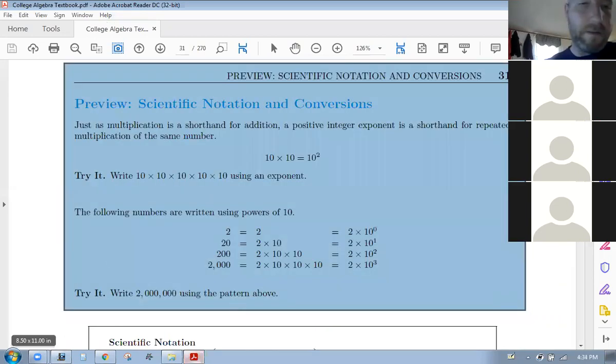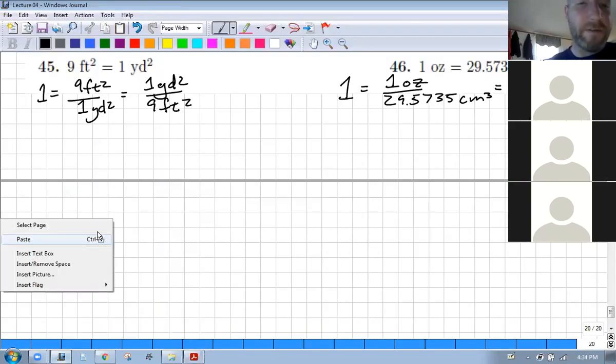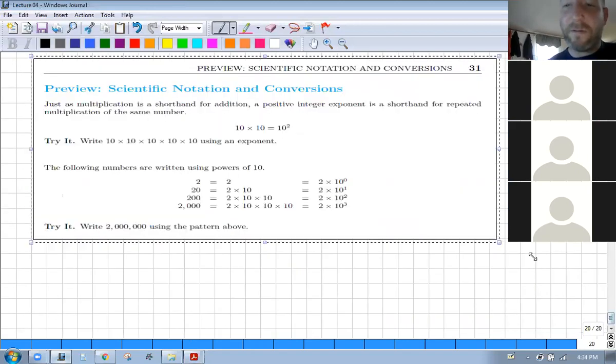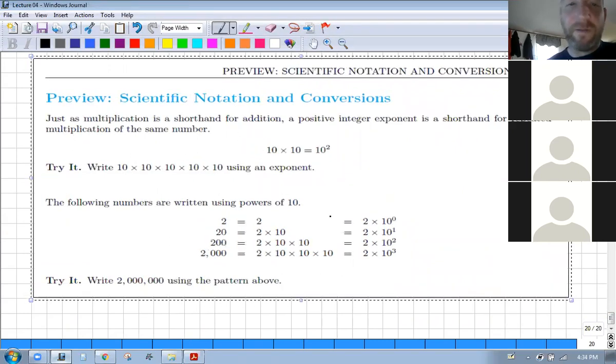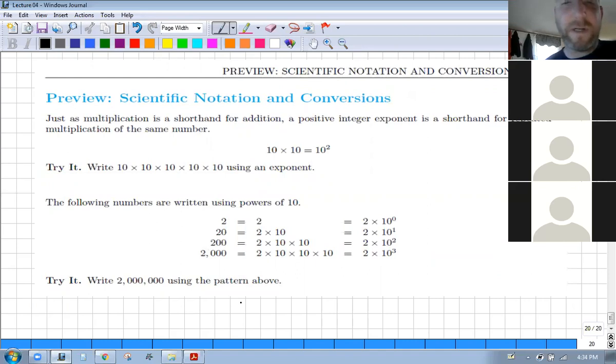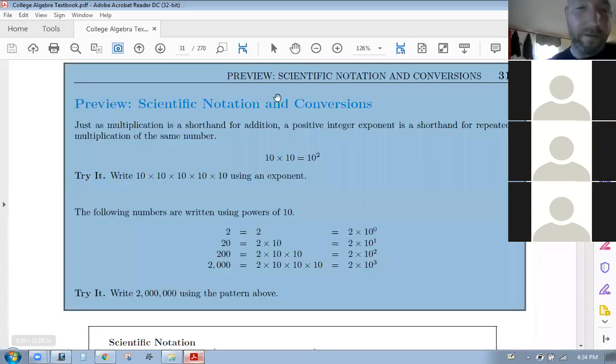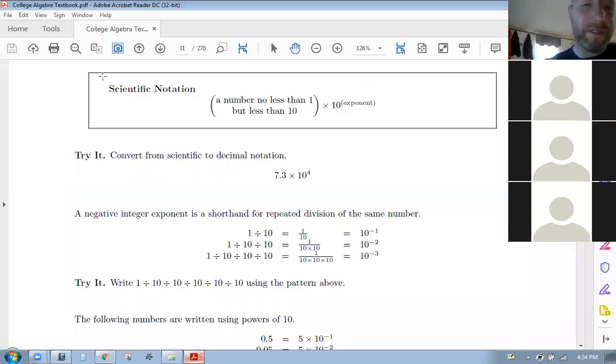Now this is finally leading into scientific notation. All right, so we've already covered this. 10 times 10 is 10 squared. 2,000 would be 2 times 10 cubed. All right, so 2 million would be 2 times 10 to the 1, 2, 3, 4, 5, 6, 6th power. And here's our scientific notation.